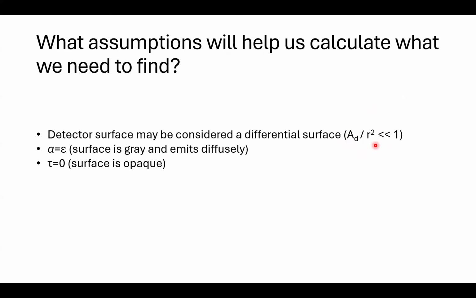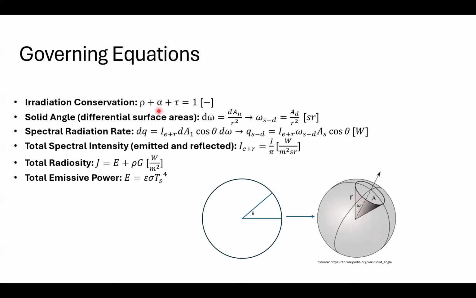So looking at our governing equations for this problem, we have that our reflectivity, absorptivity, and transmissivity must sum to 1. And that makes sense because all of these terms are just fractions. And so with the transmissivity tau equal to 0, we can say that our reflectivity, rho, plus our absorptivity, alpha, is equal to 1. That'll help us later.